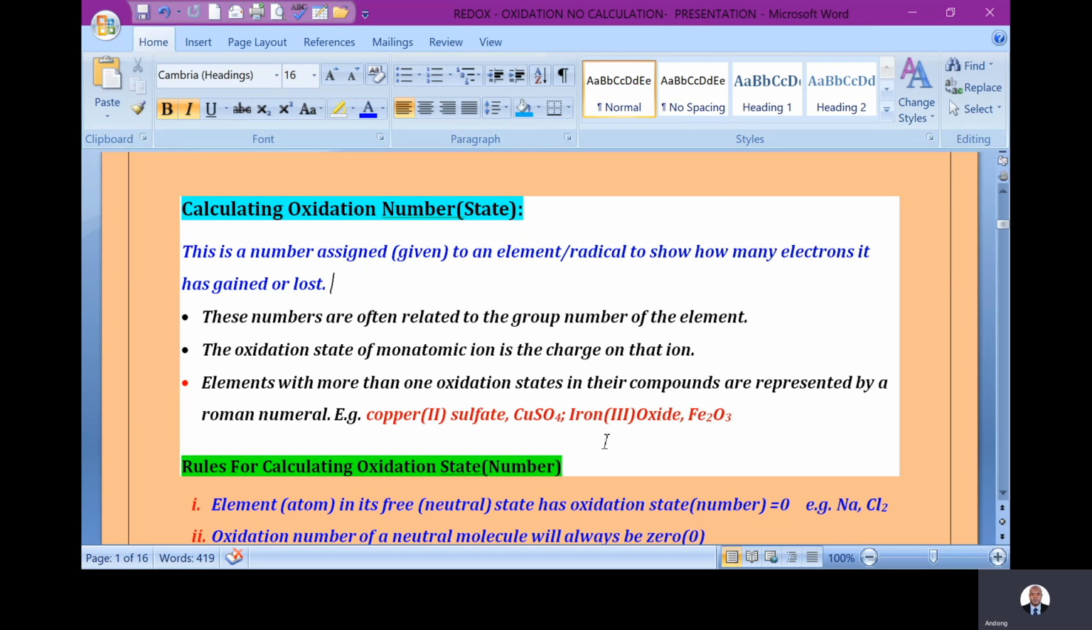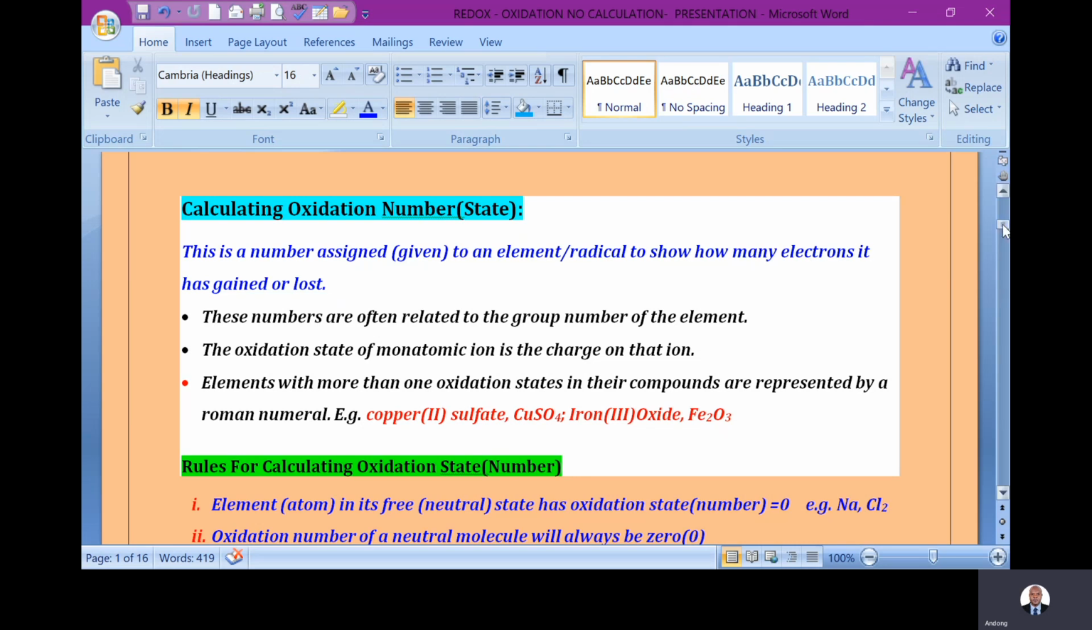Iron has 2 oxidation numbers. Iron is a transition element. It has +2 and it has +3. In a substance like this, rust, iron 3 oxide, we will have to put it in a Roman numeral in order to show that this is the oxidation number.